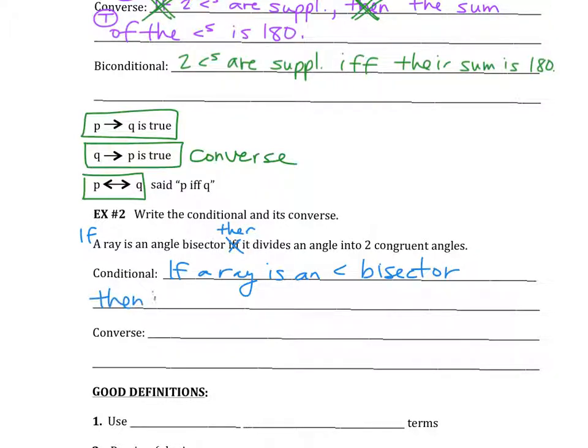So then it divides an angle into two congruent angles. Okay? So what would the converse of that be? And just be careful with converses. You want to make sure that you know at the beginning of the sentence what you're talking about. So even though right here it says it divides, we want to know what it is right off the bat. So don't say if it divides. You want to say if what? What is it?